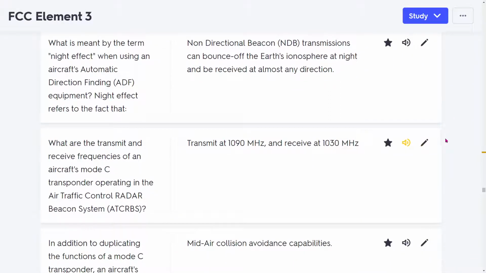What are the transmit and receive frequencies of an aircraft's Mode C transponder operating in the air traffic control radar beacon system? Transmit at 1090 MHz and receive at 1030 MHz.